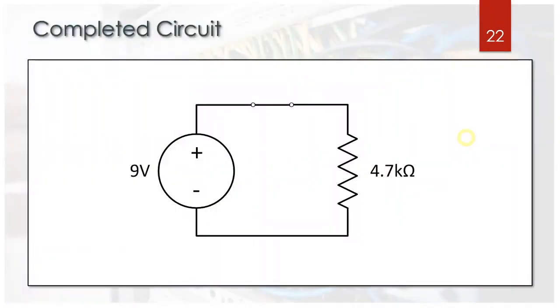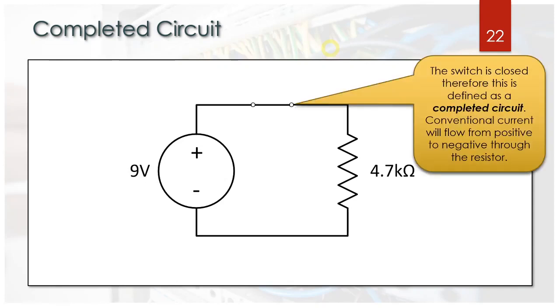If we close that, now you can see that the gate or the door has been closed there. We do have a path for current to flow. So now we have a completed circuit. So I just want to differentiate the open circuit versus the completed circuit and how those would look to us.